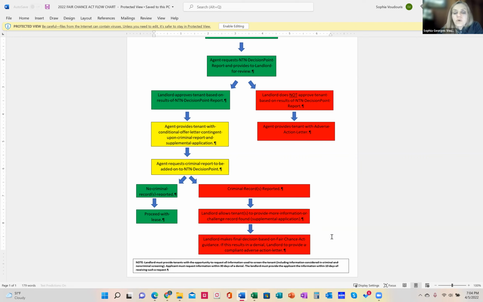And so all these forms are intended for the landlord to fill out. You can see the little notation: landlord must provide tenants with the opportunity to request all information used to screen the tenant, including information considered in criminal and non-criminal screening. Applicant must request information within 30 days of a denial. The landlord must provide the applicant the information within 10 days of receiving such a request. Right.